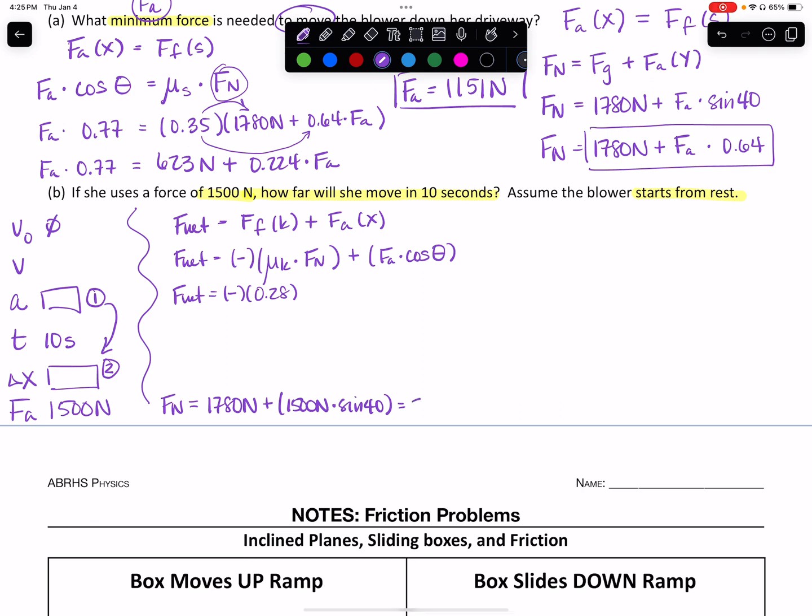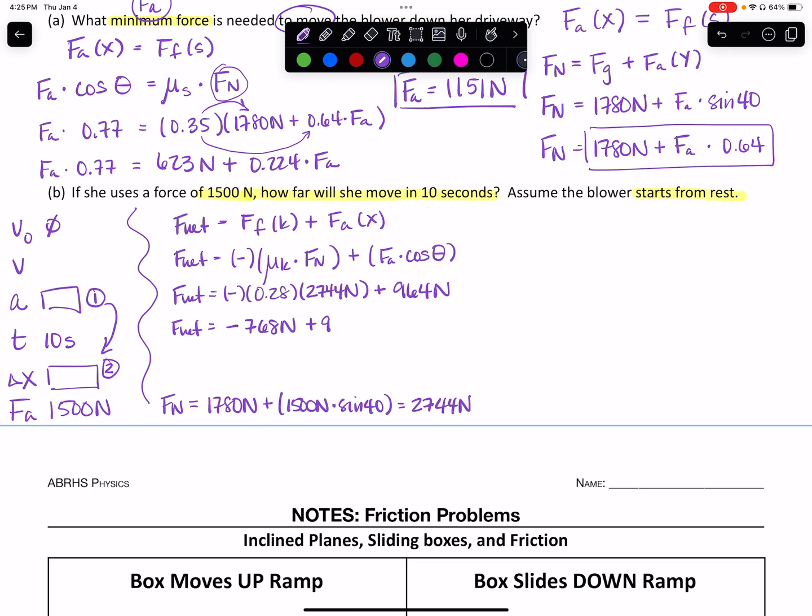Is 27, where'd it go? There it is, sorry, 44 newtons. All right, so I'm going to multiply that, 2744 newtons plus 1500 times the sine of 40, 964 newtons. All right, so when I distribute that 0.28, well, it's not really distributing. When I say 0.28 times 2744, I get a negative 768 newtons plus 964. What am I?